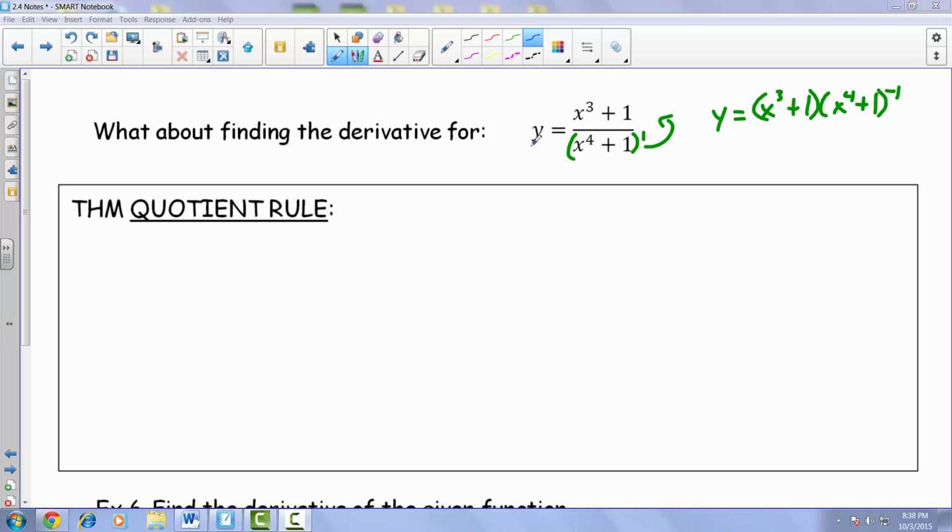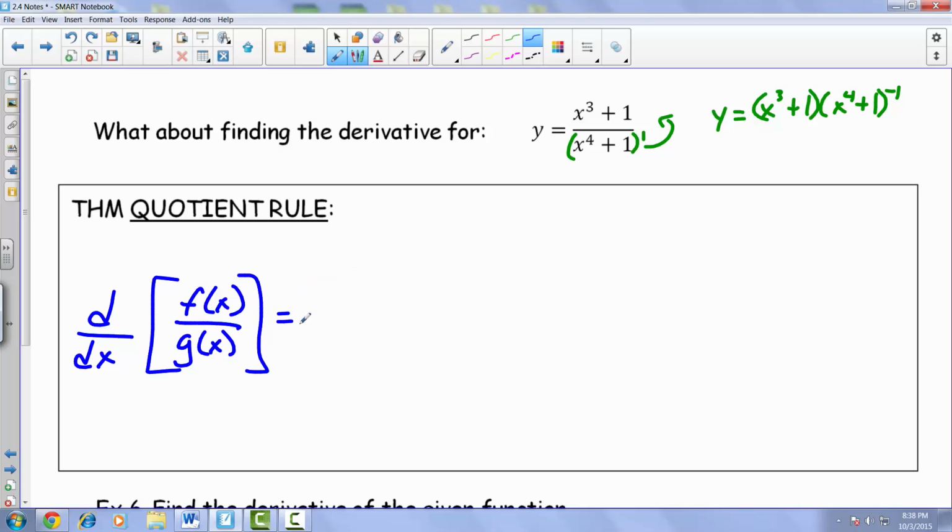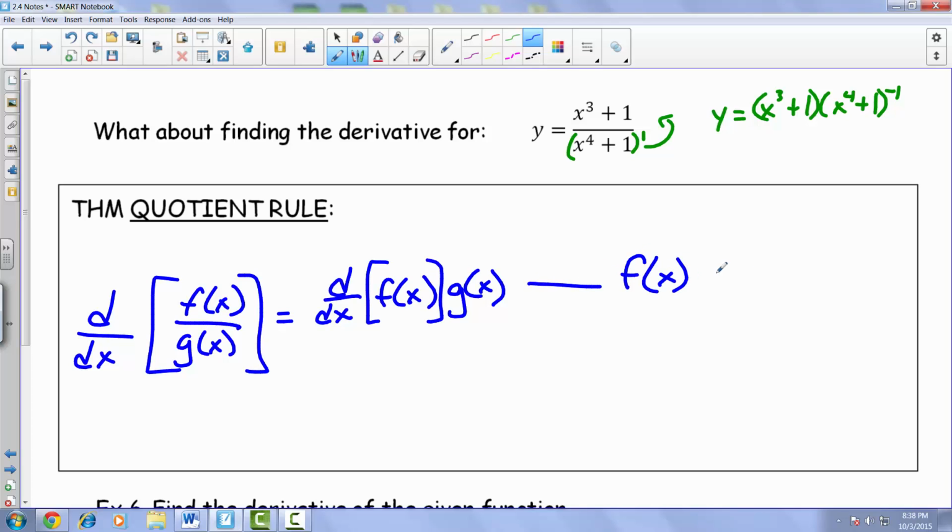And the quotient rule pretty much just states that anytime you have a polynomial divided by another polynomial and you're trying to take the derivative of that, then we end up with the derivative with respect to x of f of x on top divided by g of x on the bottom is equal to the derivative with respect to x of your f function, so that would be your f of x, times your g of x function, minus your f of x times the derivative of your g function. So the derivative again of g of x.